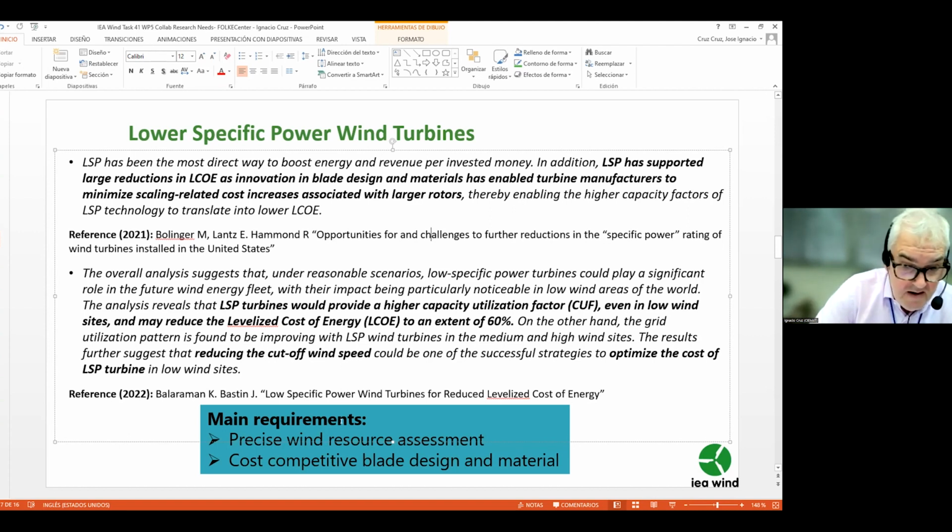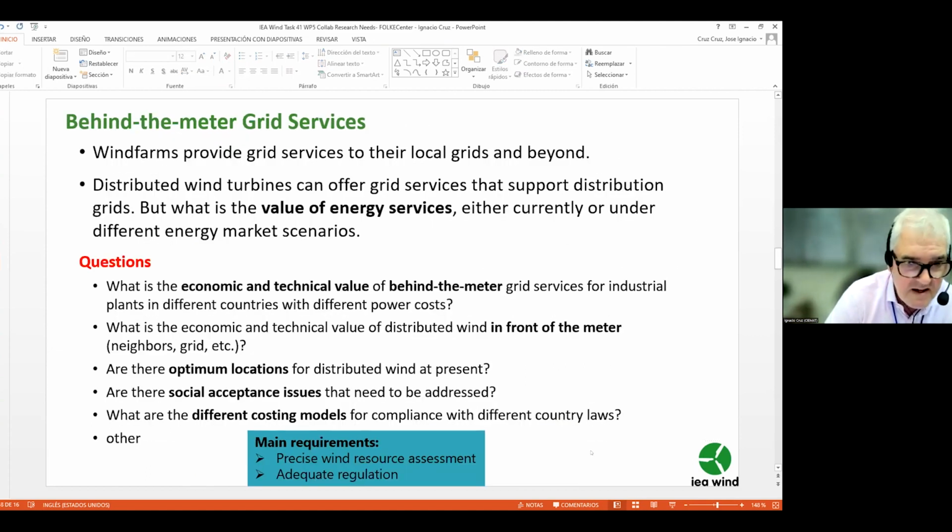So the main achievements or main requirements are always the same: the precise wind resource assessment and cost-competitive blade design and material as a first component in this strategy, but also the power electronics, and the torque control system is obviously needed. Modularity could be the solution.